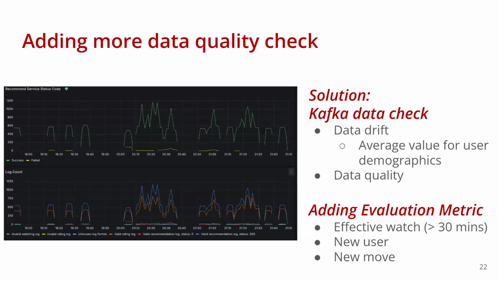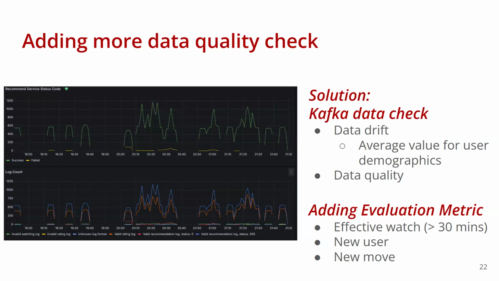So for the next part, we'll talk about two reflections. The first reflection is about our monitoring dashboard. As you can see in the left chart, this is our current monitoring dashboard. It only includes the amount of our valid and invalid watching logs, rating logs, and recommendation logs. So one reflection we have is that we cannot check the types of errors with our current dashboard, and we can only get information about the valid data.